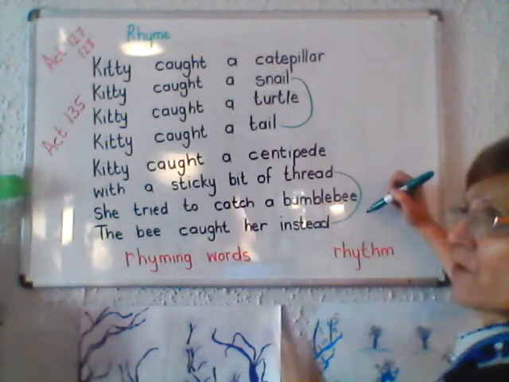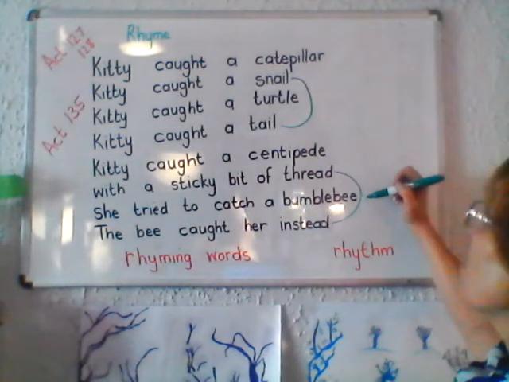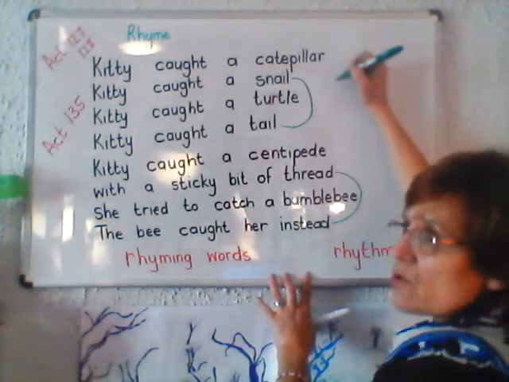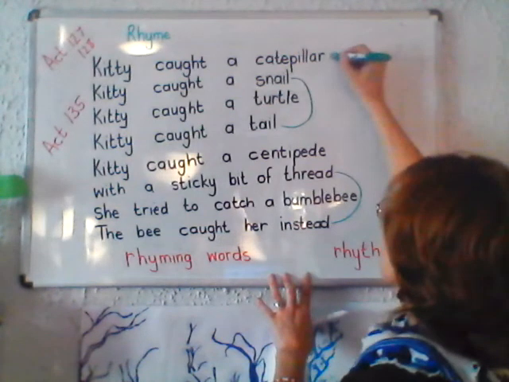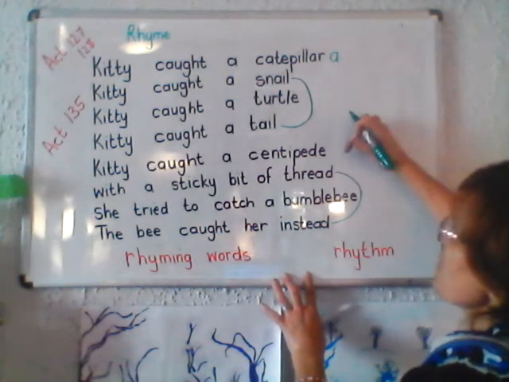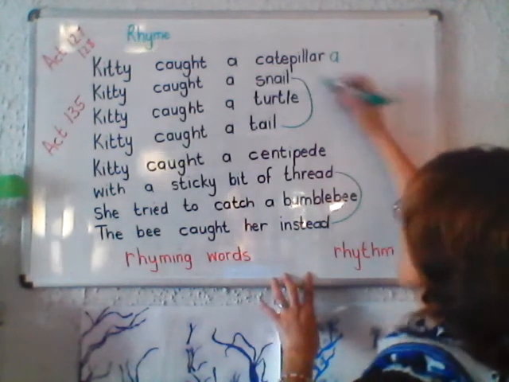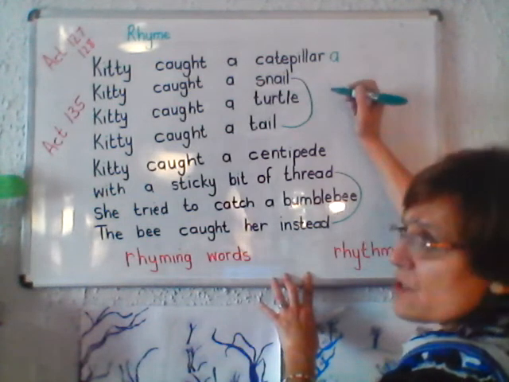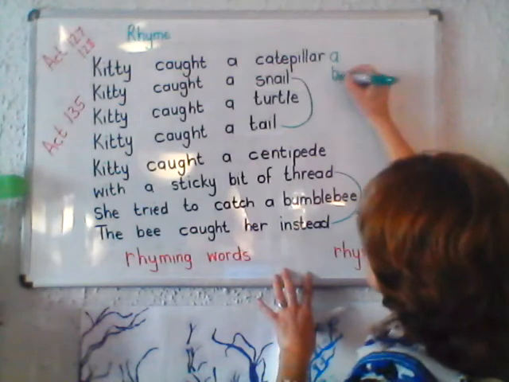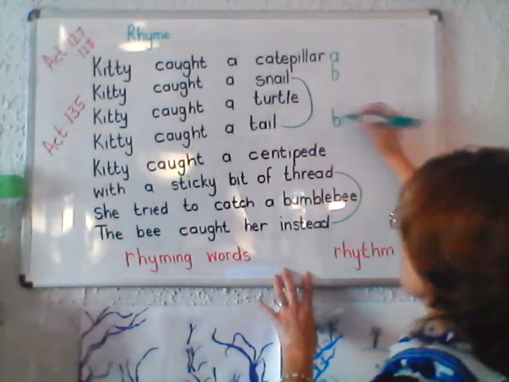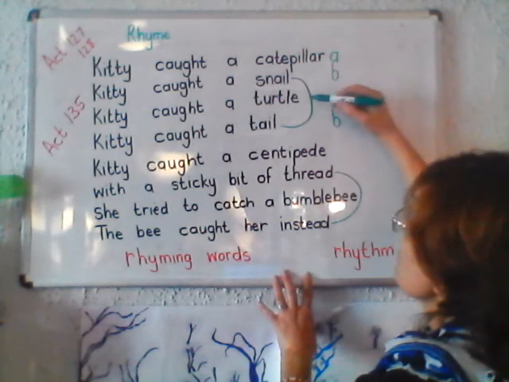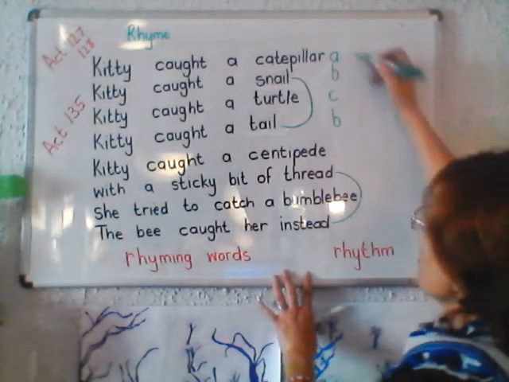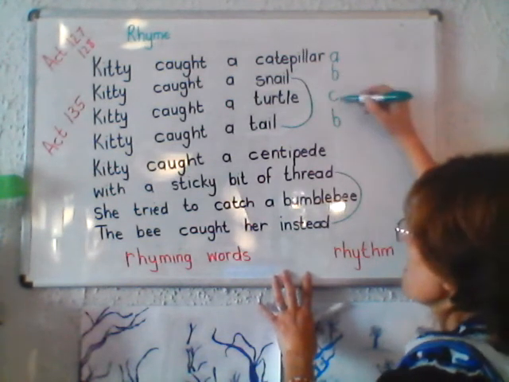So, if we write down the rhyming scheme of this little rhyme, we can start with an A. We use the ABC to write the rhyming scheme. So, caterpillar will be A because there's nothing that rhymes with caterpillar. We can't use A again. So snail and tail are rhyming words. So we use the next letter of the alphabet and that will be a B. And since they are rhyming, we use the B for tail as well. There's nothing that rhymes with turtle, so we use the next letter of the alphabet, C. So the rhyming scheme will be A, B, C, B.